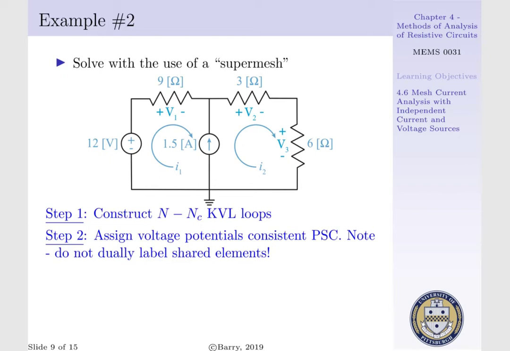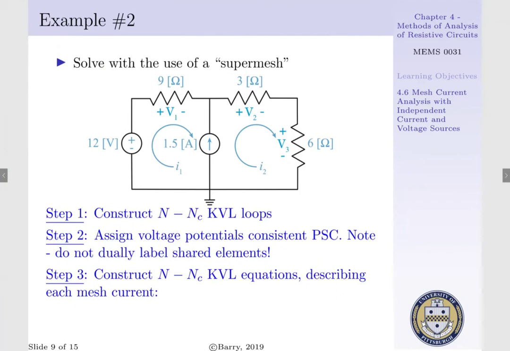elements. Now, since mesh 1 and mesh 2 are going to be constructed as one big KVL loop that bypasses our current source, we no longer have to assign a polarity associated with our current source. That is, we have V1 associated with our 9 ohm resistor, V2 associated with our 3 ohm resistor, and V3 associated with our 6 ohm resistor.